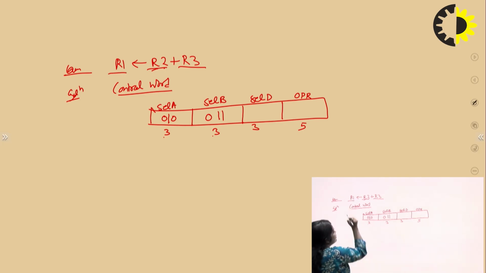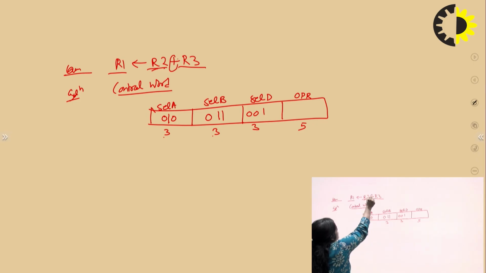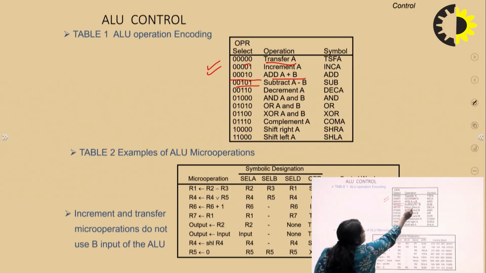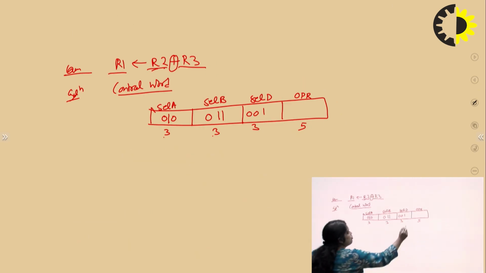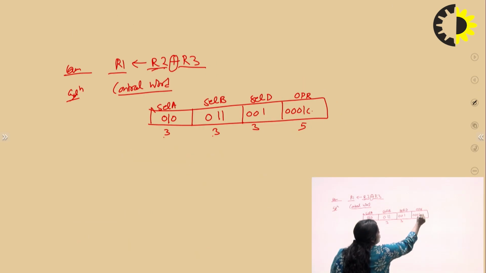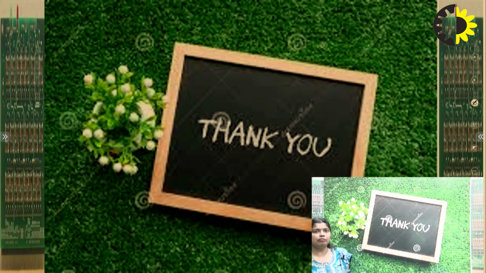Next, the result will be stored in the R1 register. We can write 1, but because it is 3 bits, we write 001. And then the operation code for the plus operation. As you can see, for addition the 5-bit operation code is predefined, so you can simply write 00010. That will be your answer. So you can generate any control word with the help of this: the first input, second input, result, and whatever operation is going on. Thank you.